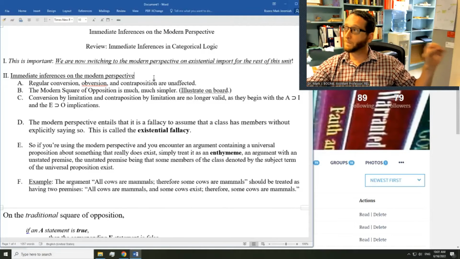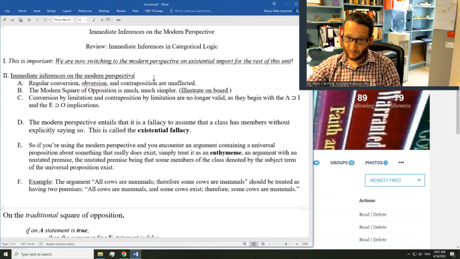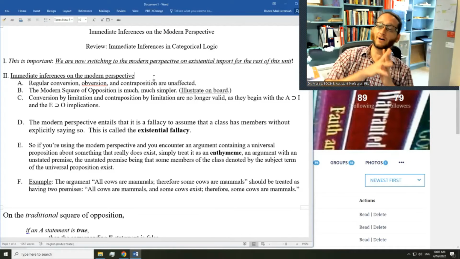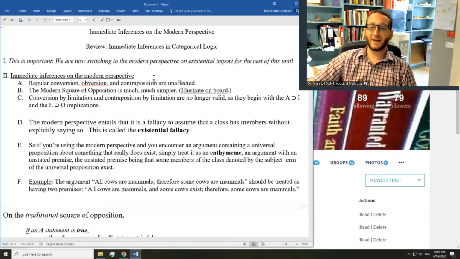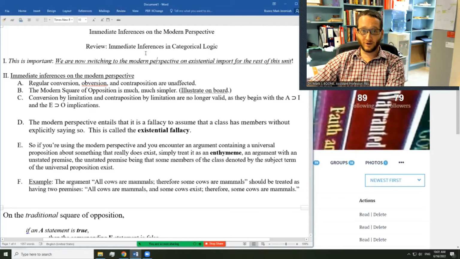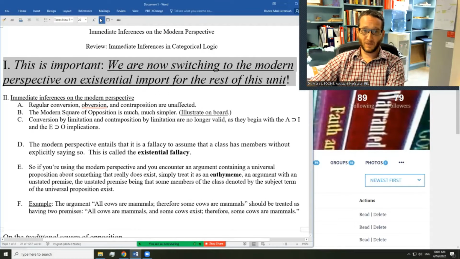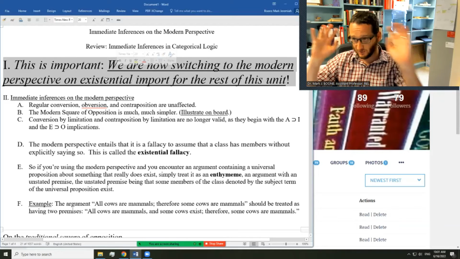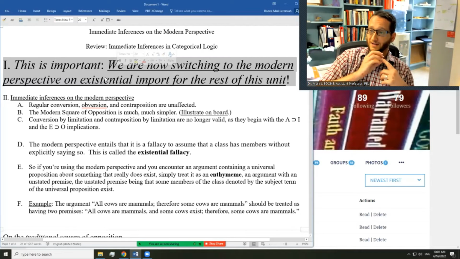It's just telling you if anything is a guinea pig, then it's a mammal. There's no such thing as a guinea pig that's not a mammal. That is the modern perspective on existential import. And now we are switching to the modern perspective for the rest of this unit. We did the Aristotelian perspective for a couple of videos on immediate inferences. Now we're switching to the modern perspective, and that's just how it's going to be.